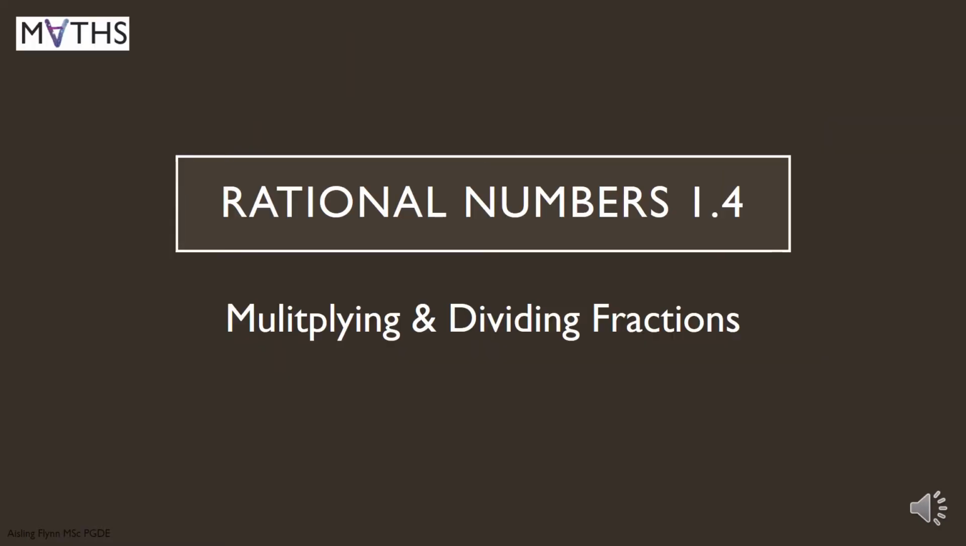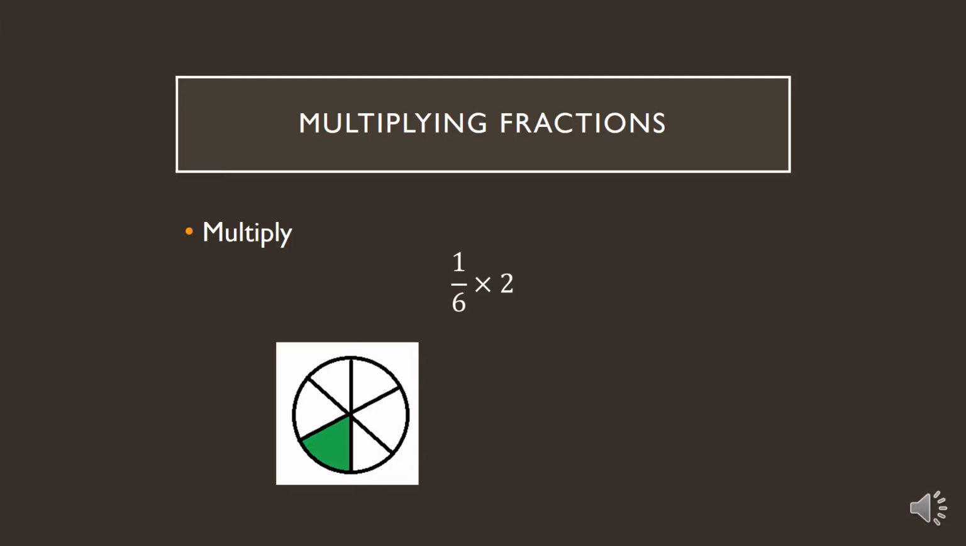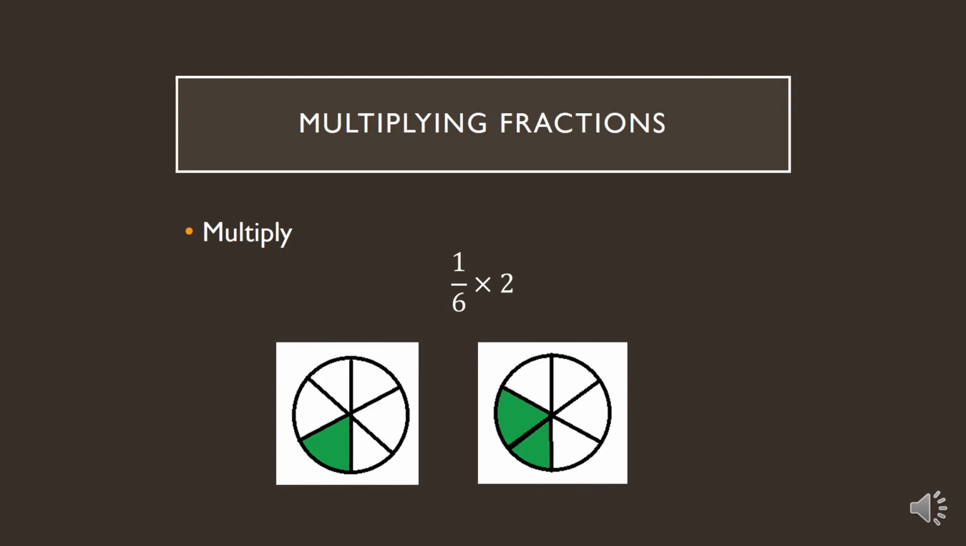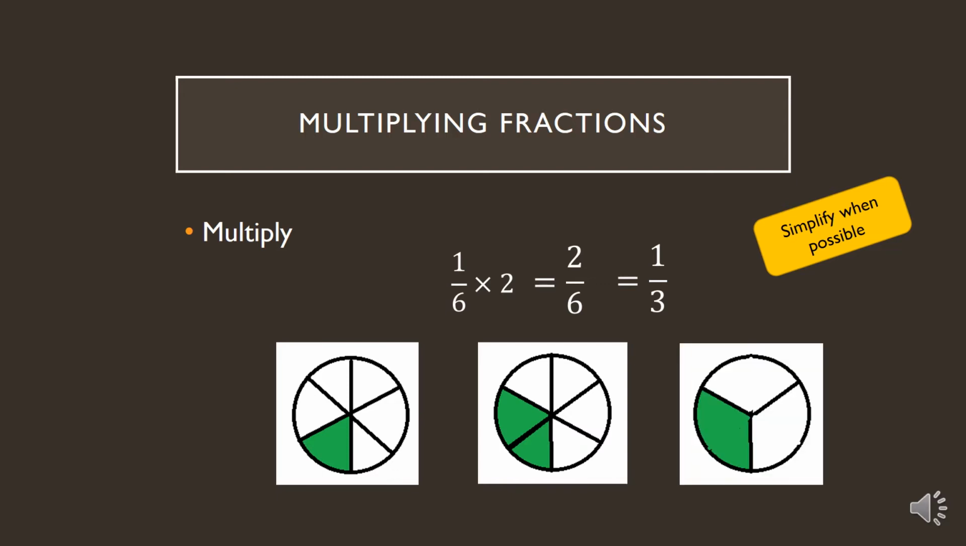This is rational numbers 1.4, multiplying and dividing fractions. So let's start by multiplying 1/6 by 2. 1/6 by 2 gives 2/6. Okay, so there's twice of them. And let's remember, if possible, we'll simplify. So 2/6 is the same as 1/3. Okay, and you can see that in the diagram.